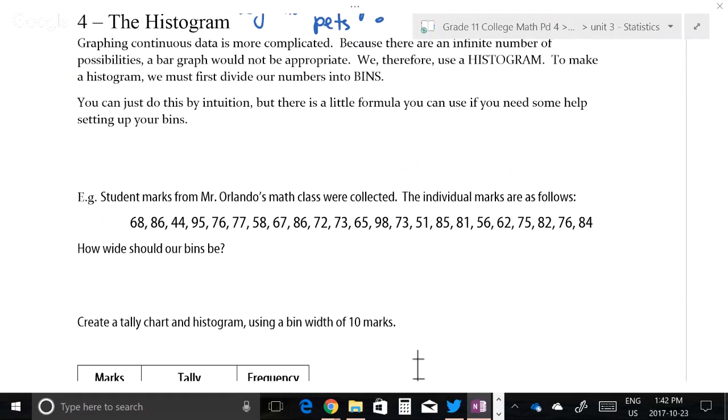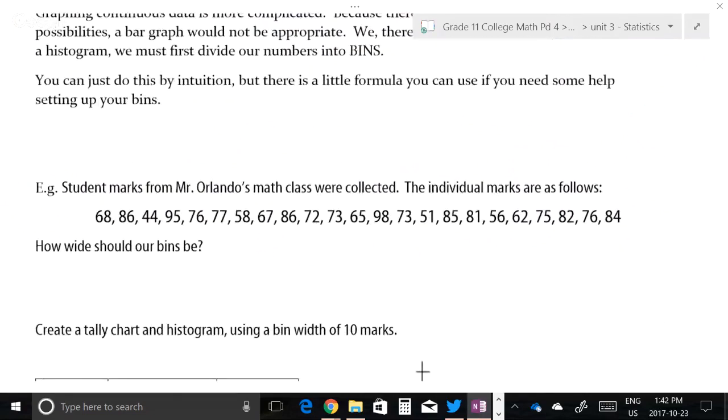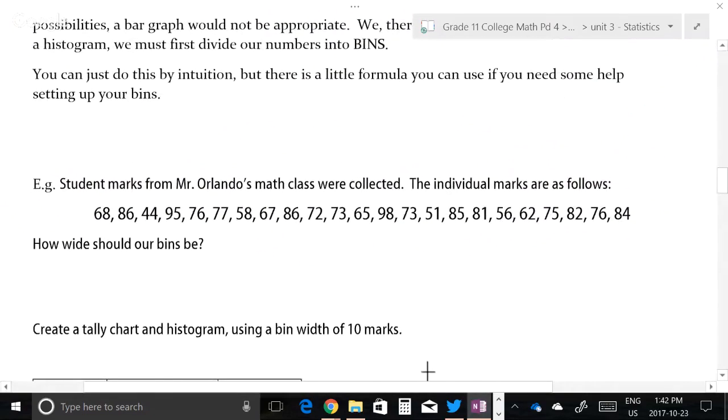I taught a math class. Oh, is this our class? No, actually, this is. I don't see it. 32. Oh, that is true. He did get 32.